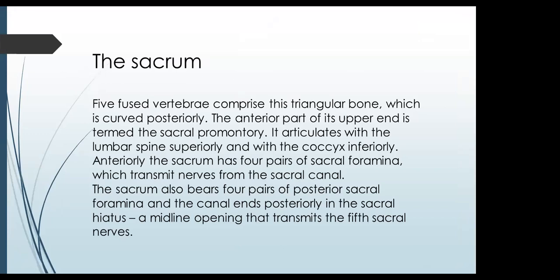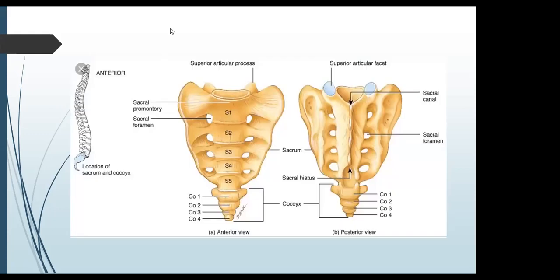The sacrum also bears four pairs of posterior sacral foramina, and the canal ends posteriorly in the sacral hiatus, which is a midline opening that transmits the fifth sacral nerves. This is the sacrum anteriorly and posteriorly, and you can see the four sacral foramina. And this is the sacral hiatus.